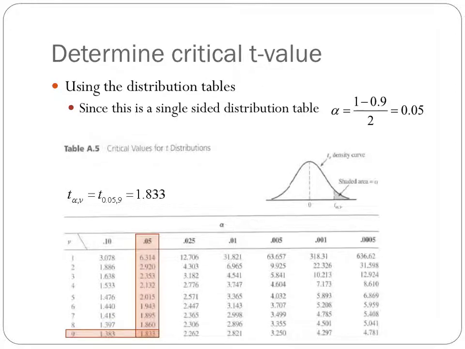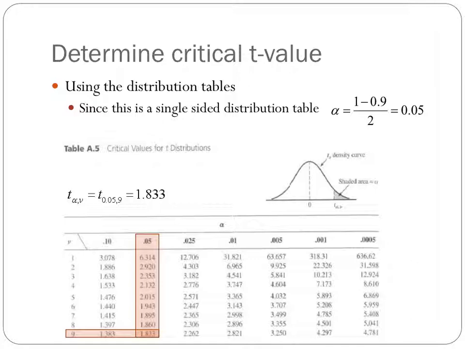The other thing that we need to know is the alpha probability level associated with our 90% confidence interval level. And that's going to depend upon the method that we use to calculate the critical t-value. In this example, I'm going to use the t-distributions table. And in this t-distributions table, we recognize that this is a single-sided distribution. So for a 90% probability level, our alpha value is going to be given by this formula right here. And we know it's going to be 0.05.